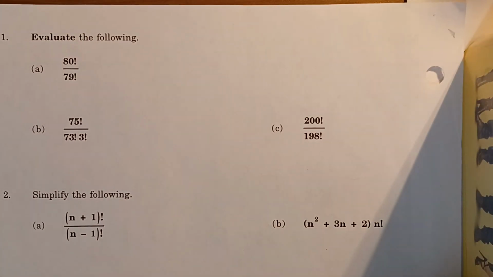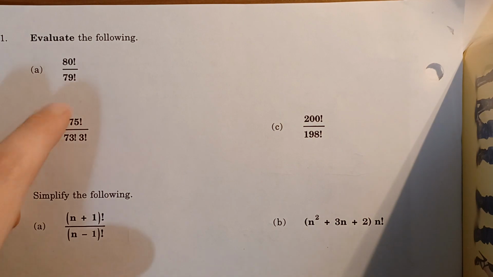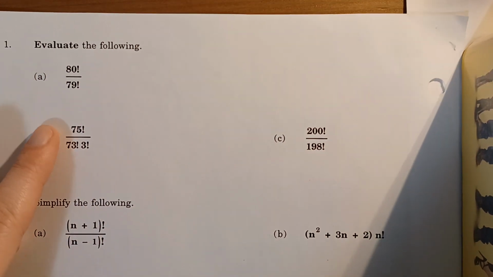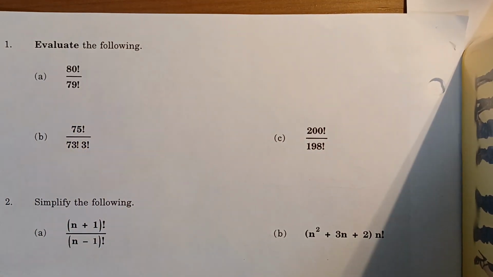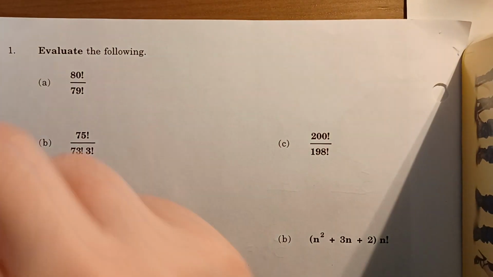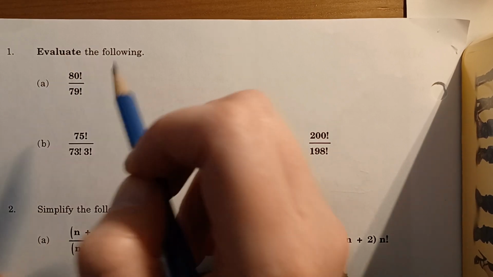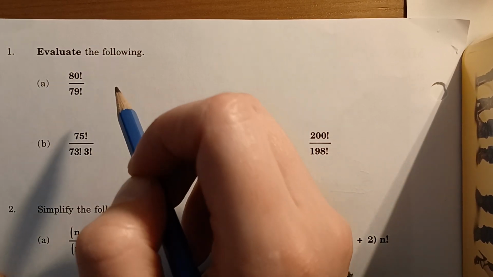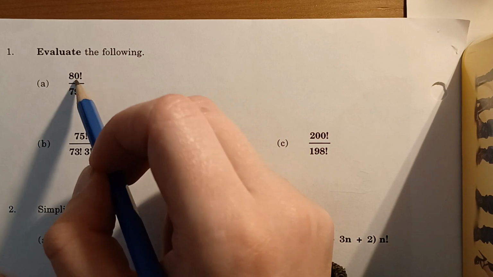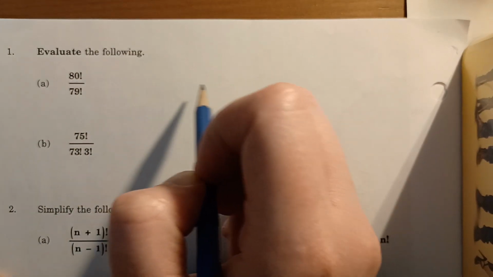So we can use factorials, our knowledge of factorial notation, to solve some problems like this. Evaluate the following: 80 factorial divided by 79 factorial. If you put a large number factorial in your calculator, it might just give you an error because the number is so large. Think about it. This is 80 times 79 times 78 all the way down to times 1. That's a really big number.